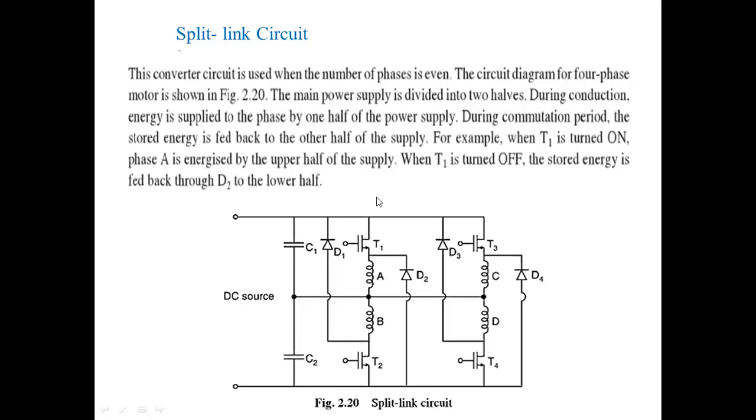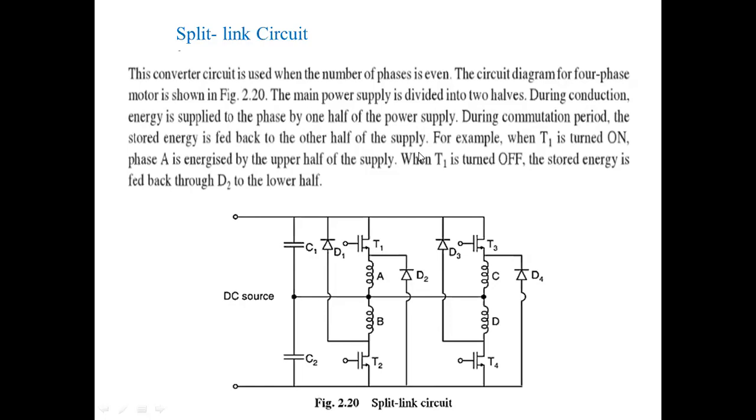During conduction, energy is supplied to the phase by one half of the power supply. Here, one half means, if you consider a sinusoidal supply, a positive half cycle and a negative half cycle. But during the commutation period, the stored energy is fed back to the other half of the supply.